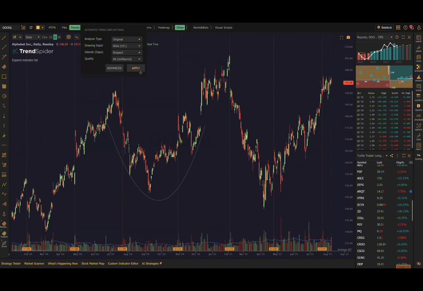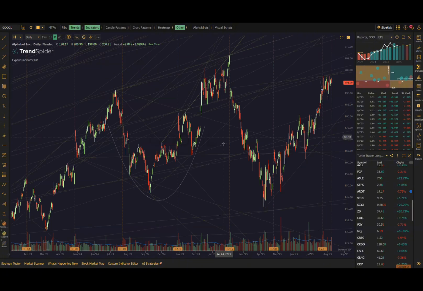Even if you go to all lines unfiltered, it's going to be lots of crazy lines here. But what you can do is find the ones that actually look good, because it's meant to plot everything so you can see it. Once you find the one that looks good, you can right click it and lock it. And then once you turn off auto trends, it'll stay locked on there going forward. So you can mess around with it.